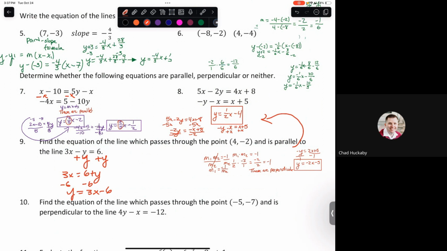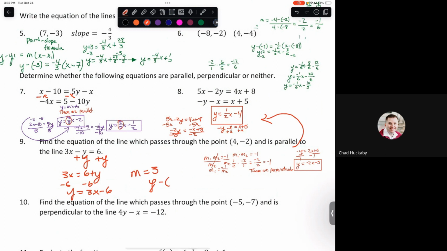So for this line we're looking for to be parallel to the line we're given, what does the slope have to be? Three. Has to be 3. So the only way we get a line parallel to the line 3x minus 6 is if our slope is 3. So now we have, just like in the previous examples, on number 5 and number 6, the slope and a point on the line. So we can use the point-slope formula.